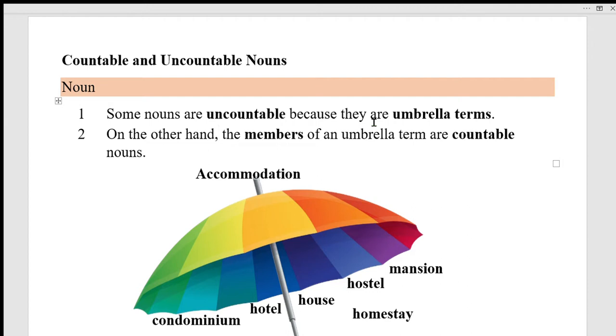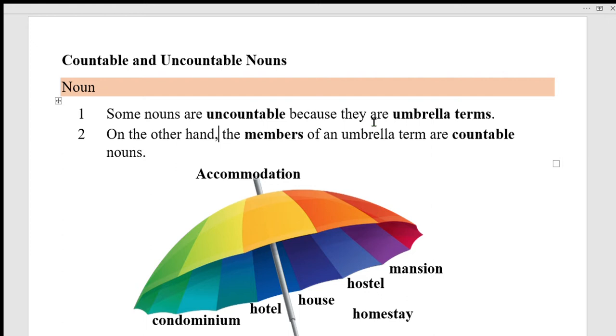Some nouns are uncountable because they are umbrella terms. Okay, umbrella terms. Umbrella maksudnya payung. Okay, so umbrella terms maksudnya it's like kata payung lah. Okay, so like I will explain to you what does it mean by umbrella terms. Now look at number 2. On the other hand, the members of an umbrella term are countable nouns. Okay, so member kata umbrella terms itu adalah kata nama, adalah countable nouns, kata nama yang boleh dikira.